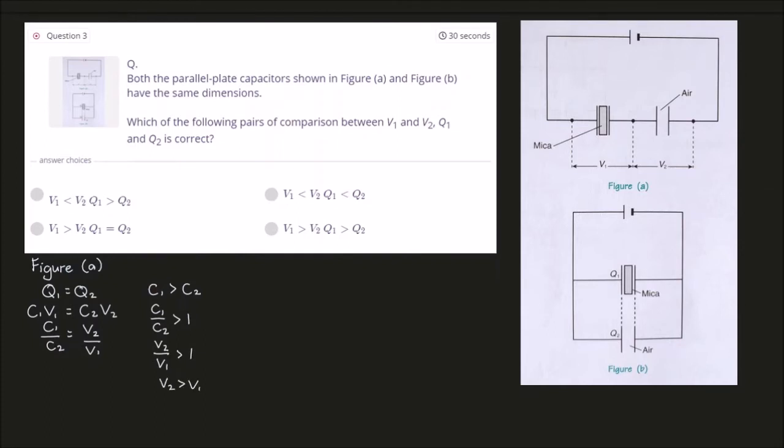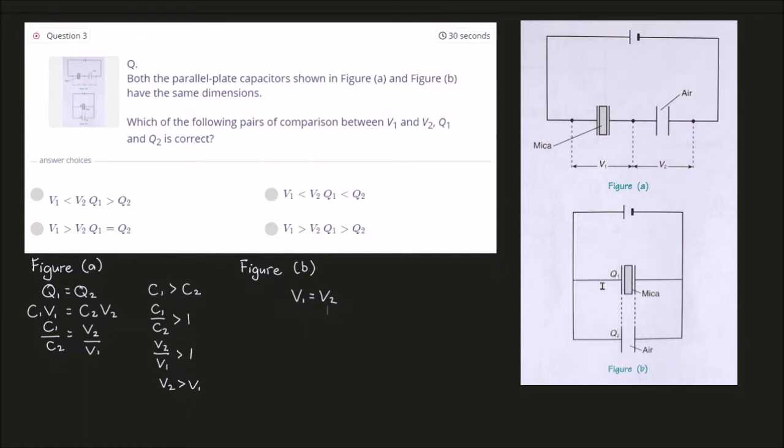Okay, the next thing that we'll look at is figure B. Figure B has two capacitors connected in parallel. When it comes to parallel, you'll know that V1 will be equal to V2. Why are they equal? Because they are connected through the same wire. The wire should not have any potential difference. The potential all along the wire should be the same.